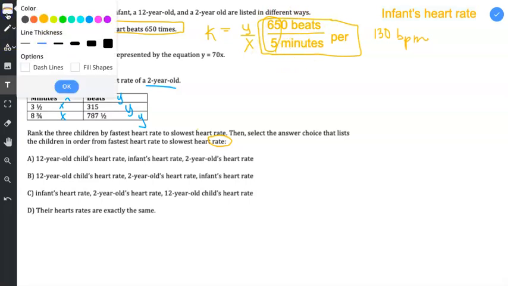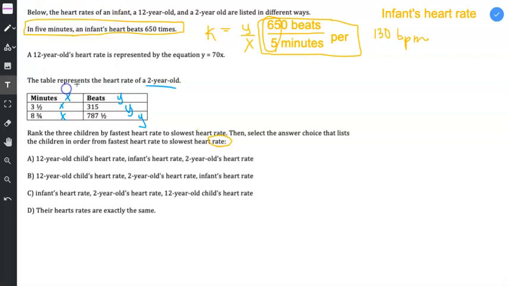All right, we move on to the next example, and I'll use a different color. A 12-year-old's heart rate, oh, I need to go to the scribble, sorry. A 12-year-old's heart rate is represented by the equation y equals 70x. So in this example, we have an equation. Remember, a proportional equation looks like this: y equals kx.